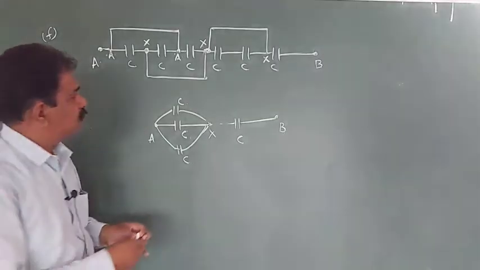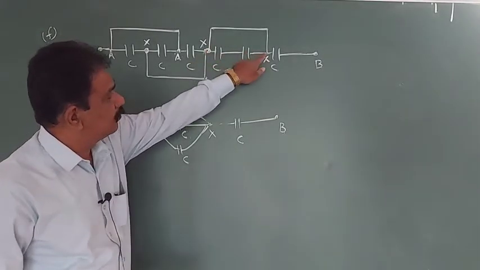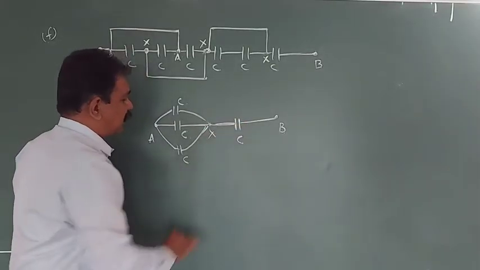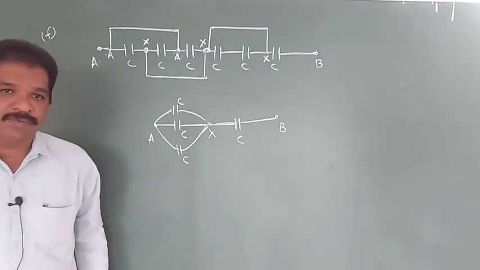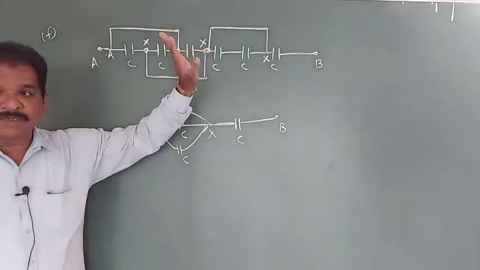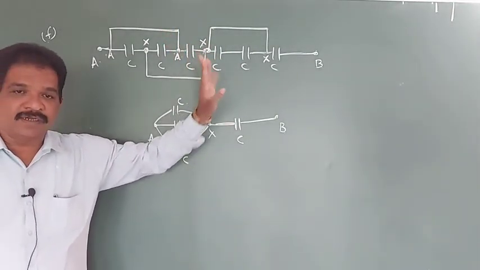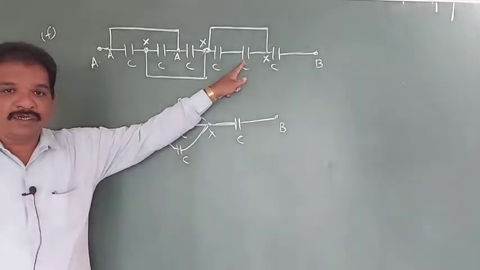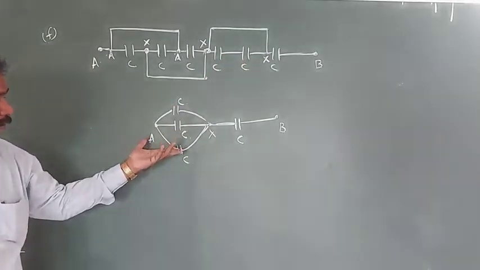Why? Here X is there, and here X is there. Those capacitors are connected between the same point, so those are redundant. These two will be redundant. So again, try to solve it simply.